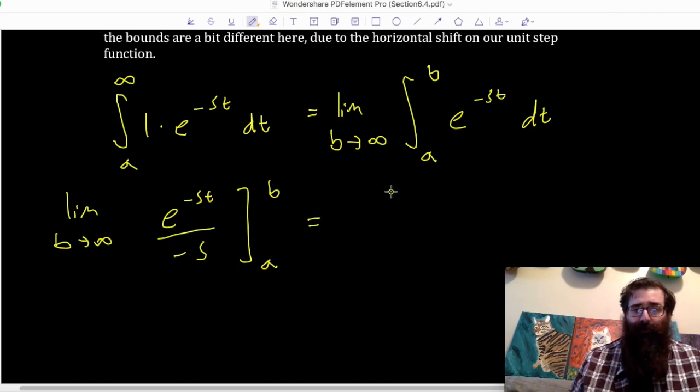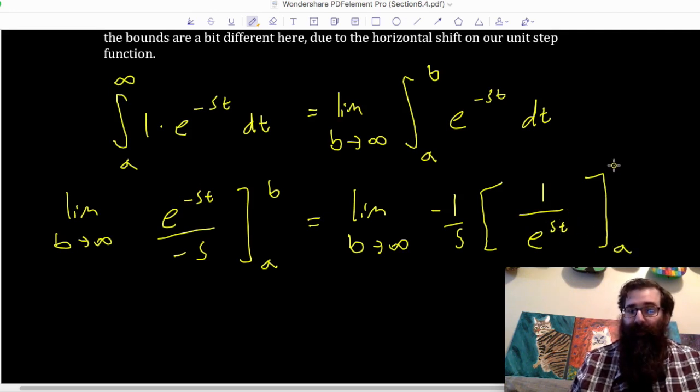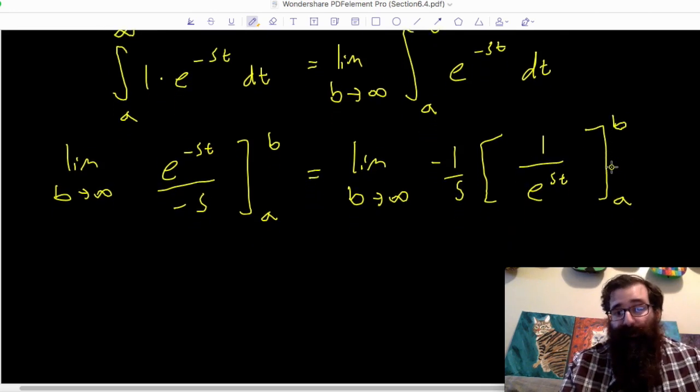And then I would probably rewrite this a bit. I would say limit as b goes to infinity. I would bring this minus s in the denominator out in front. So write that as a negative 1 over s. And then times e to the minus st. Well, I would probably write this as 1 over e to the st. And since this has the t on it, this is where we're going to be plugging in the bounds, which are going from a to our dummy variable upper bound of b, which we'll evaluate in the limit later.